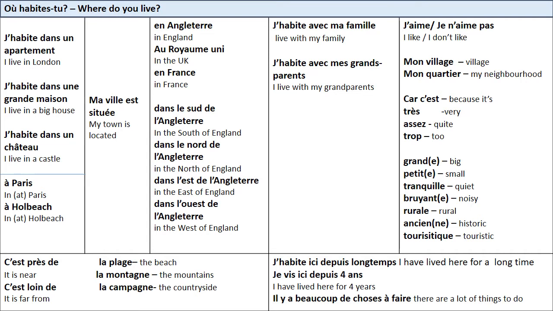We've lived at a certain place, so we've got j'habite ici depuis longtemps, I've lived here for a long time. Je vis ici depuis 4 ans, I've lived here for 4 years. You'll notice je vis is synonymous, it means the same thing as j'habite. Okay. And then in the right hand column we've got opinion phrases to help you express an opinion.